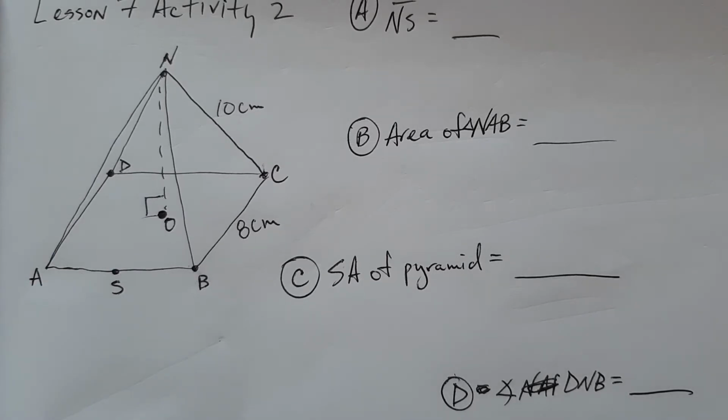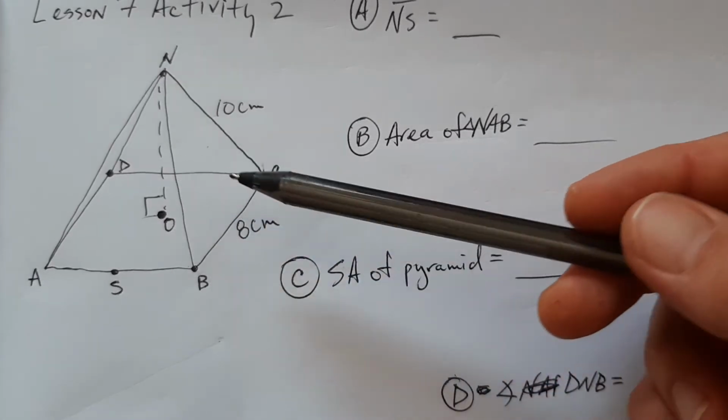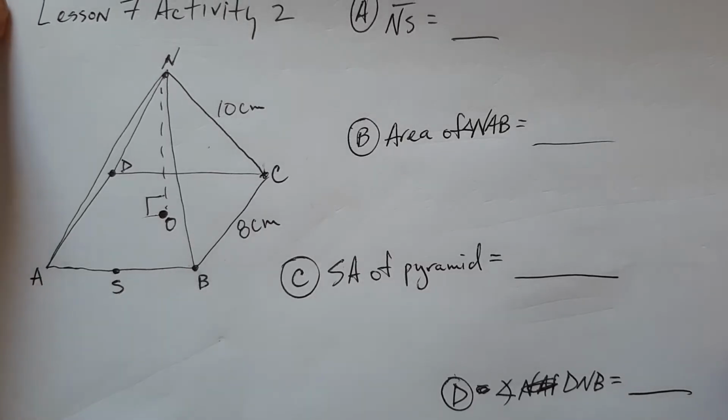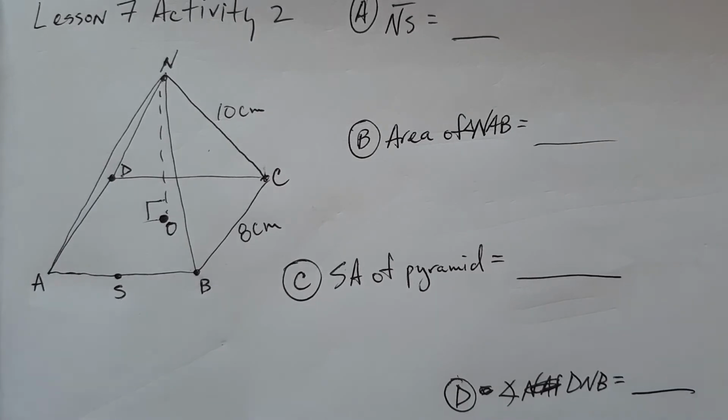So pause the video, draw yourself a picture, and calculate these 4 answers. Do the best you can. And then you'll have to break this picture down and draw some other triangles, I'm sure. Remember, this is trigonometry, so it's all about triangles. Ready, pause, spend 15 minutes, come back here.